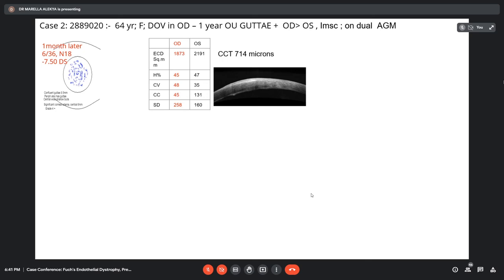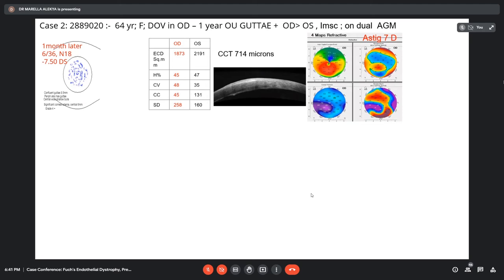So though the cell count is good, other parameters are not in favor of waiting. It is not just the cell count, the total patient is taken into account. Go ahead. Pentacam was done and it showed a significant astigmatism of 7 diopters. Yeah, this is what I wanted to bring to your notice.